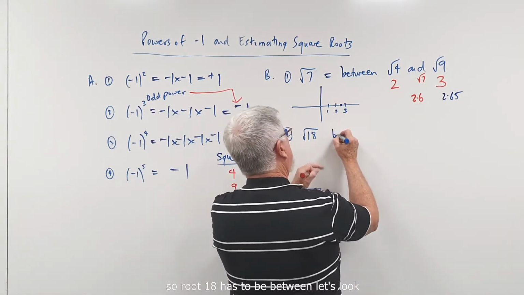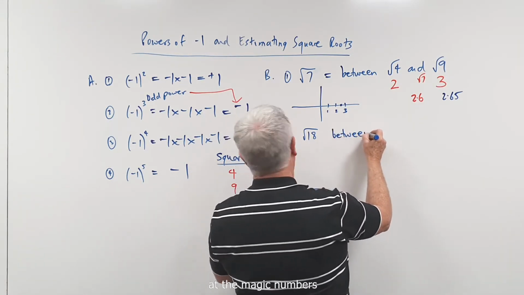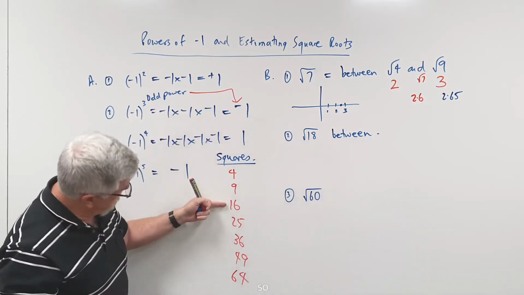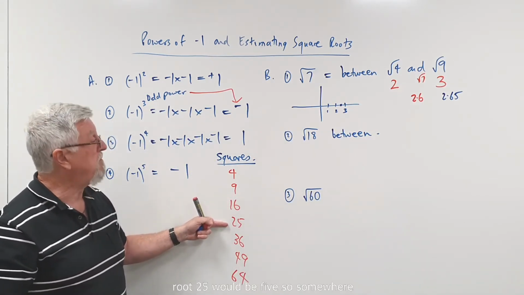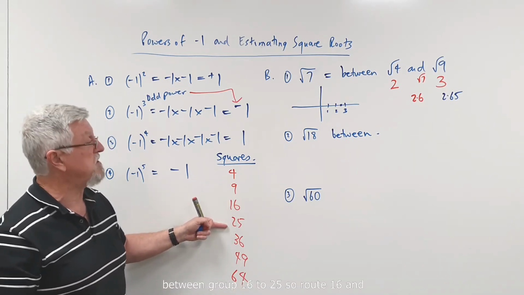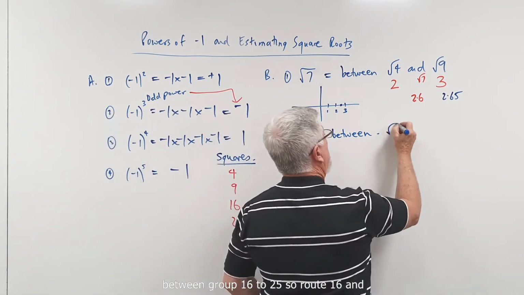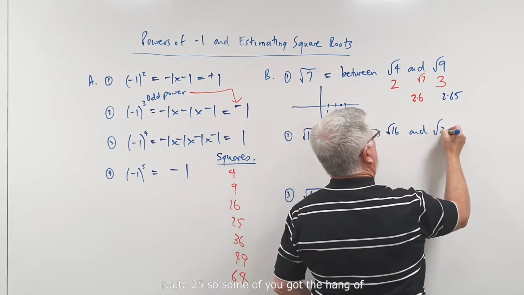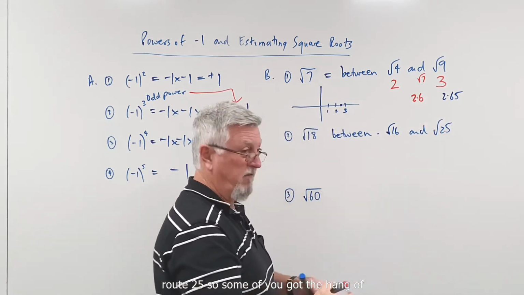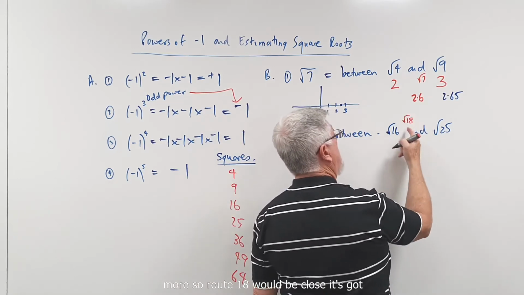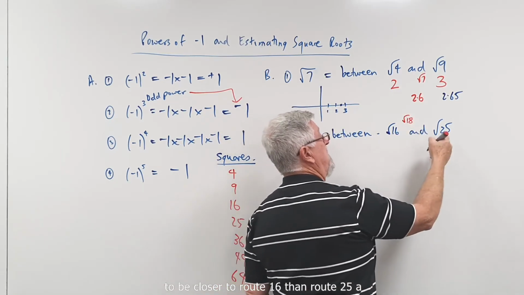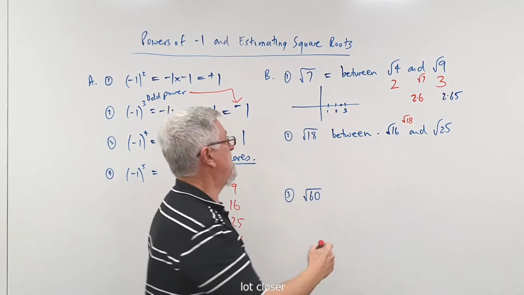So, root 18 has to be between, let's look at the magic numbers. Root 16 would be 4, root 25 would be 5, so it's somewhere between root 16 and root 25. Some of you got the hang of it now, you probably don't need anything more. So, root 18 has got to be closer to root 16 than root 25, a lot closer.